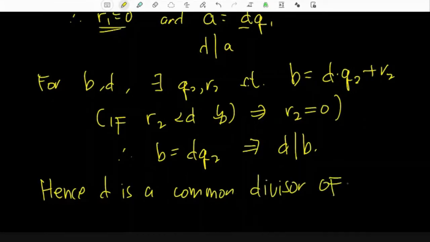Hence, D is a common divisor of A and B. Now, isa na lang yung kailangan natin ipakita. Napakita natin na common divisor siya. So, ano na lang ang kulang? Kulang na lang, ipakita natin na siya ay greatest of all the common divisors. Right? Okay. So, paano yan?